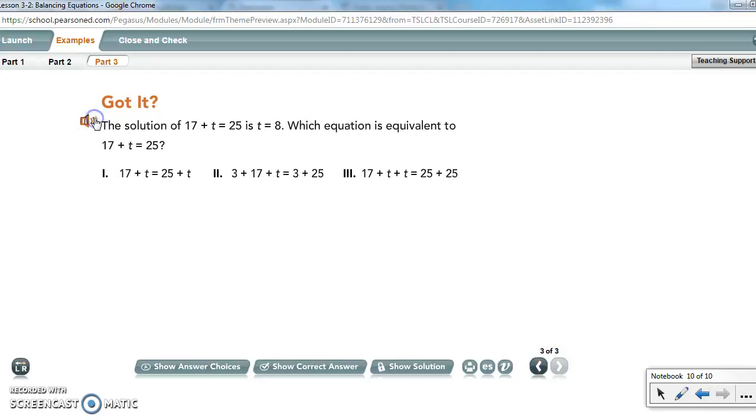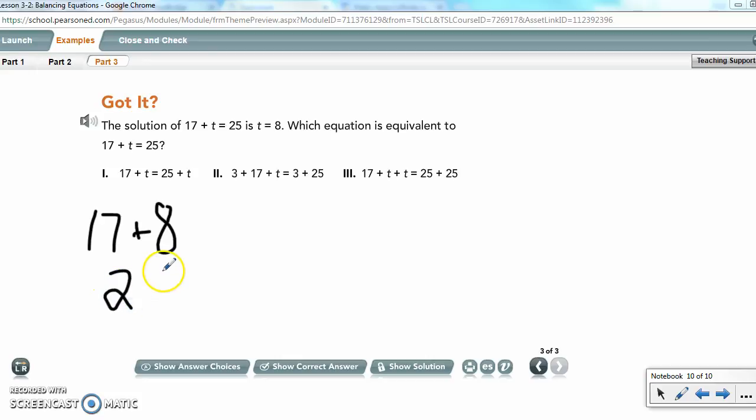Try this next one. The solution of 17 plus t equals 25 is t equals 8. Which equation is equivalent to 17 plus t equals 25? So, go ahead and plug in 17 plus 8. Well, what's 17 plus 8? 17, 18, 19, 20, 21, 22, 23, 24, 25. Okay, so 17 plus 8 is 25. So if this is 25, what's 25 plus 8?